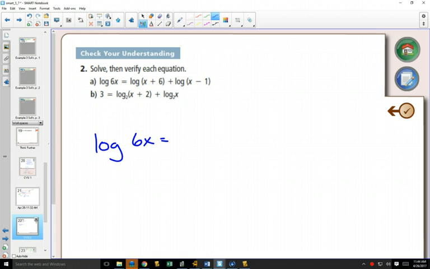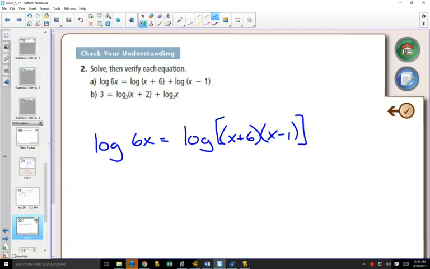So what could you do? You could combine those by multiplying inside. How many logs do we have? Still have 2. How would we combine our logs to a single log? Well, we would need to put those logs together. The only way we could do that is if we had our logs on the same side.